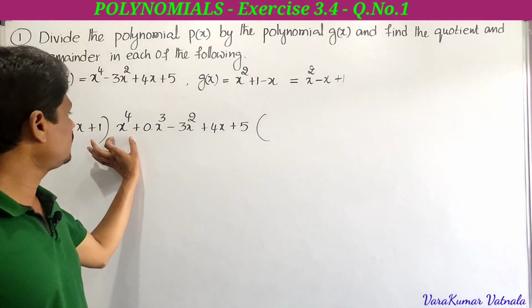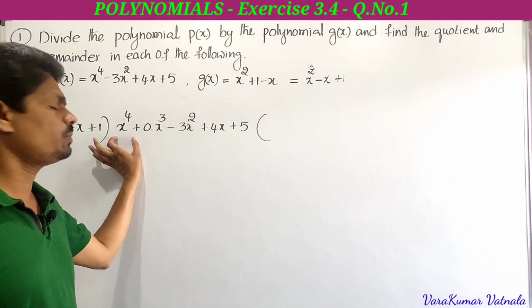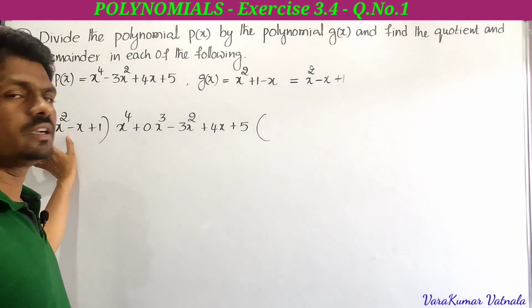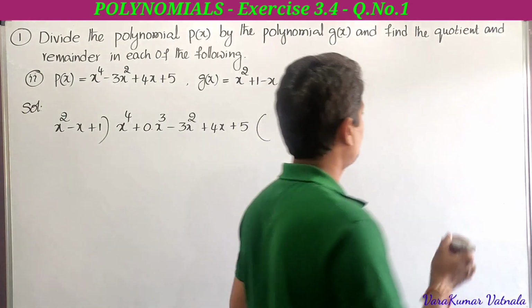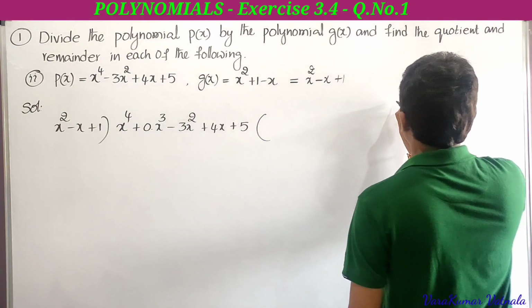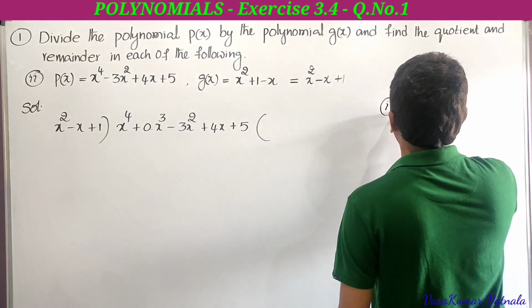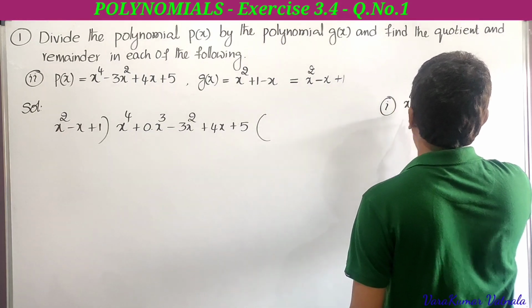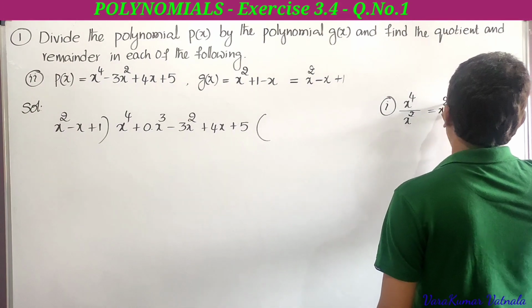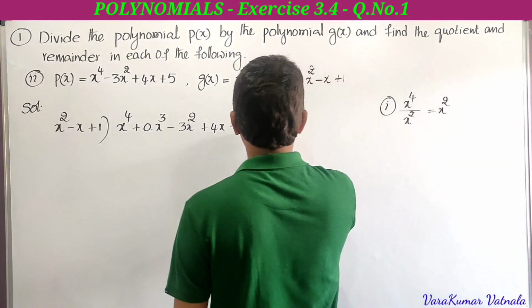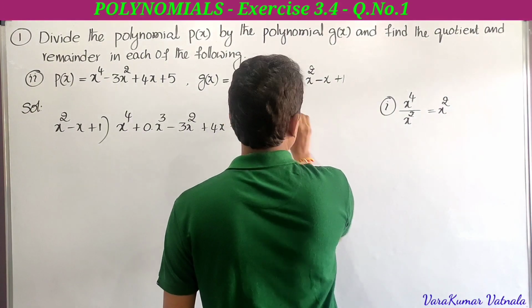The highest degree term in p of x is x to the power 4. The highest degree term in g of x is x square. Now I have to divide x to the power 4 by x square. This is the first step. See here, x to the power 4 divided by x square, we get x square. So write this x square in the quotient place. This is the first step.